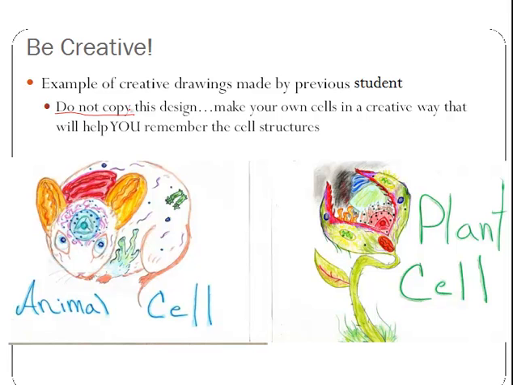The point of this activity is to help you remember what those cell structures are. So think about what might help you remember the different organelles in an animal cell and in a plant cell and draw it. If that's just copying out of the book what they have drawn and coloring it in, that's fine. You can still get extra credit. But if something more creative would help you, then please do that.